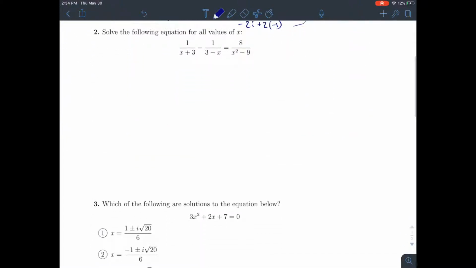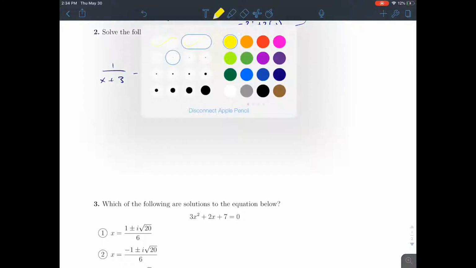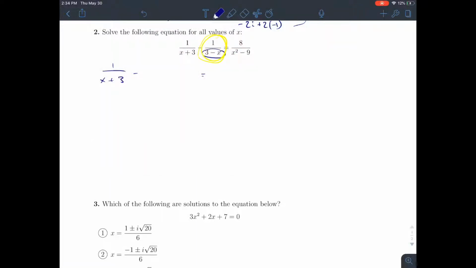Solve the following equation for all values of x. With these problems, we want to get a common denominator. So approaching this one, we get 1 over x plus 3. That looks good. Minus, and I'm going to leave this one off because there's something funky going on with this denominator that I think if we look at the last fraction will help us to see how to handle this fraction. All right, so coming back to that one, on the right side we have 8 over, and we're going to factor our denominator here to make it easier to see how to get a common denominator. So we get x minus 3 times x plus 3.